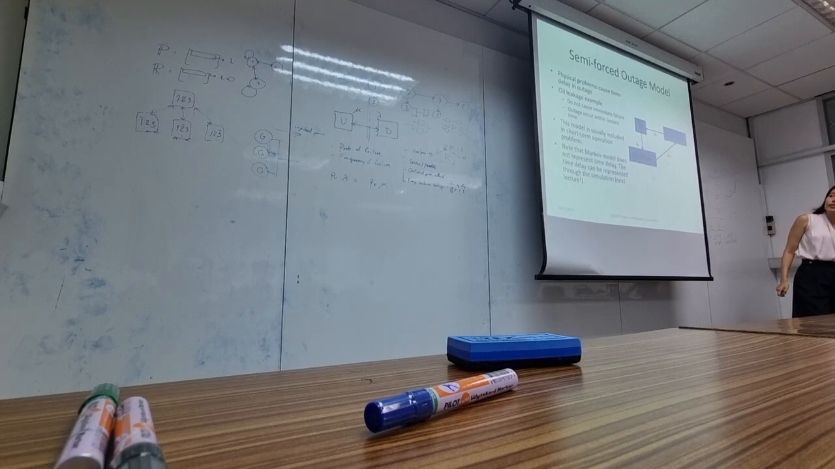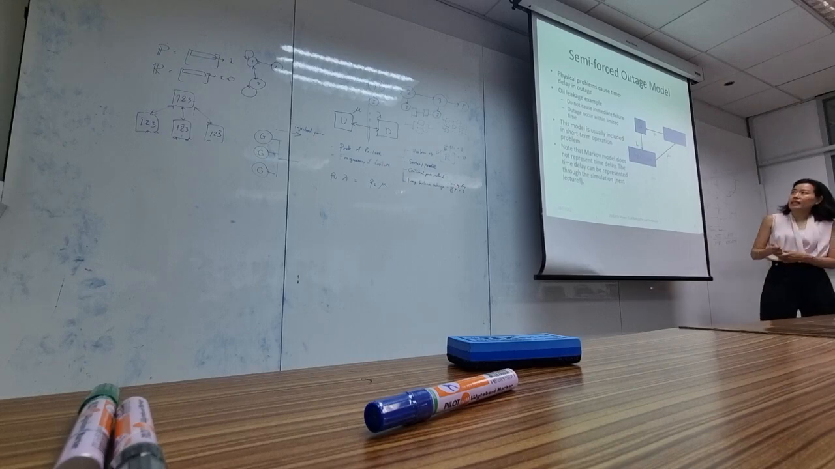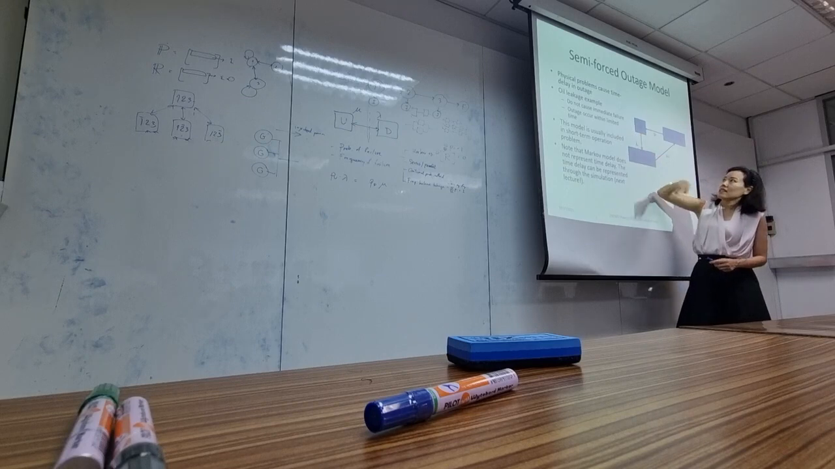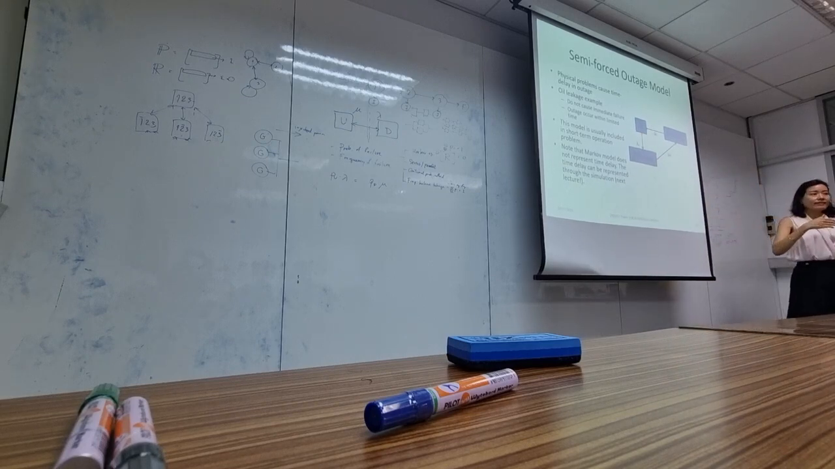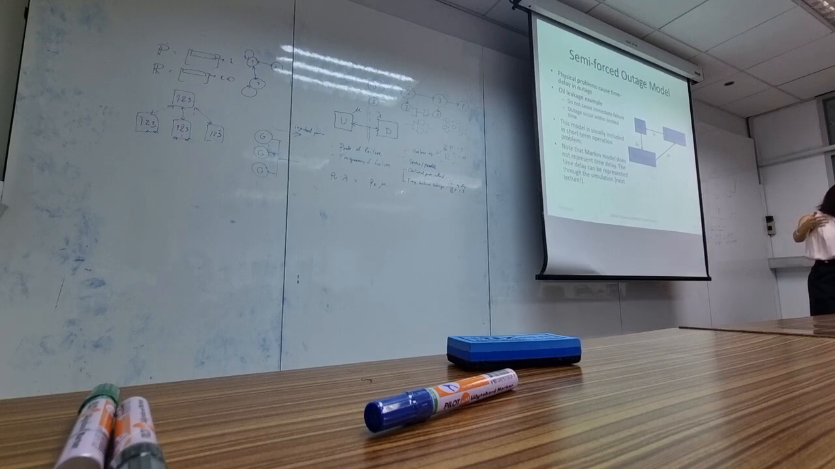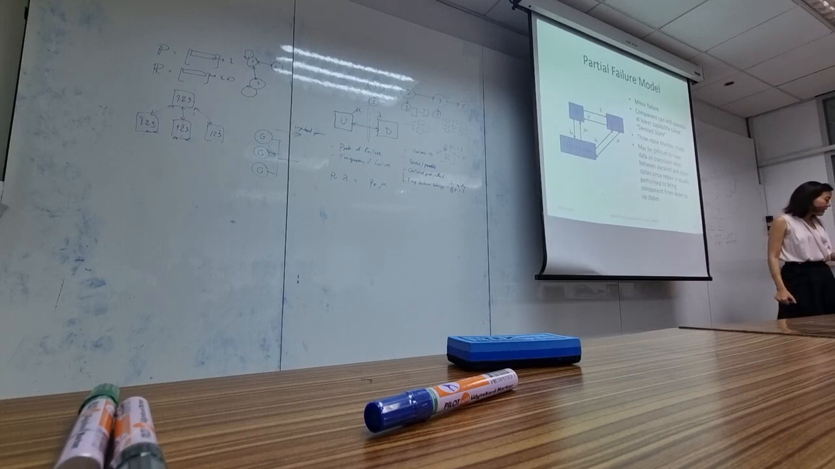So this model, they use it for the short-term operation problem because it's like to represent the failure in the actual system. Now, the next one is the partial failure mode.